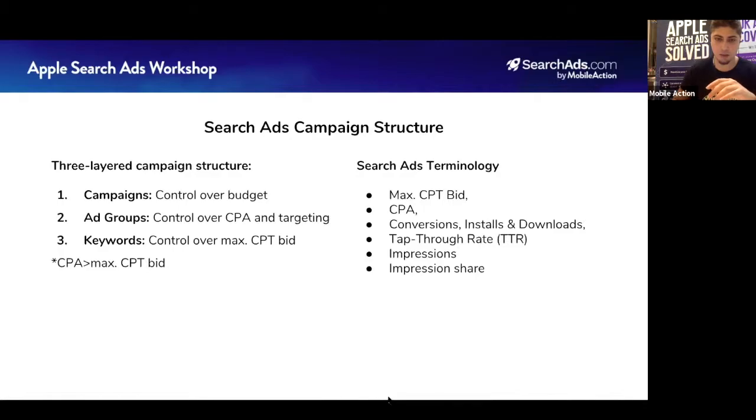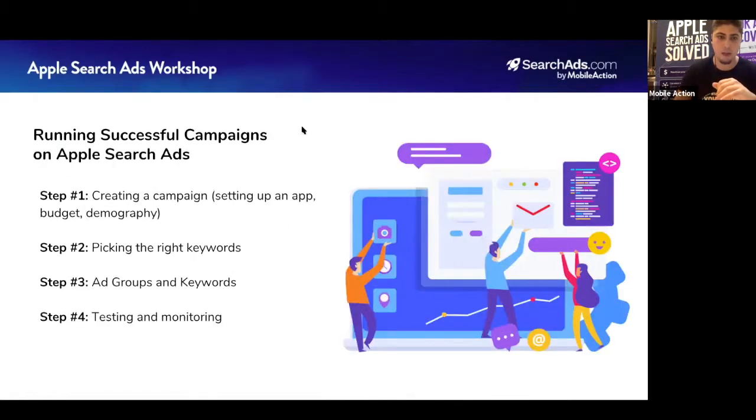Let's get to the next slide. Running successful campaigns on Apple Search Ads is very easy to start. You just set up an app, determine your budget, and choose your demography, like which age group and which gender you want to focus on. Then you create a couple of ad groups based on your targets, like brand keywords and discovery keywords, and then you set up which keywords you want to target.